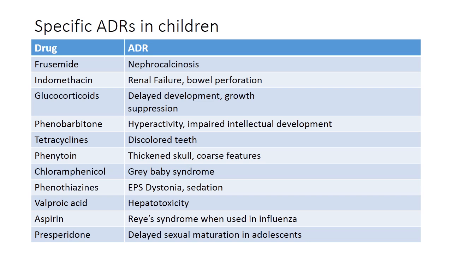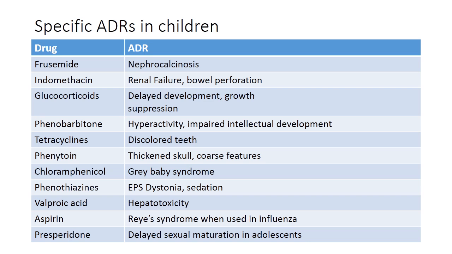Specific adverse drug reactions may be seen in children that are not seen in adults. Furosemide may cause nephrocalcinosis. Indomethacin may cause renal failure or bowel perforation. Glucocorticoids are known to delay linear growth. Phenobarbital may cause hyperactivity and impaired intellectual development. Tetracycline in children may cause discoloration of teeth. Phenytoin may cause coarse features and thickened skull.